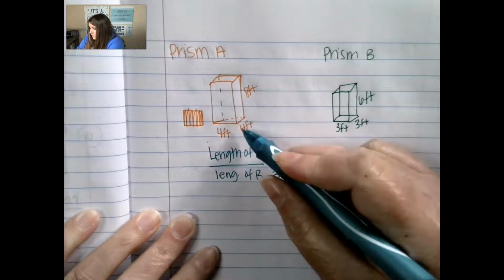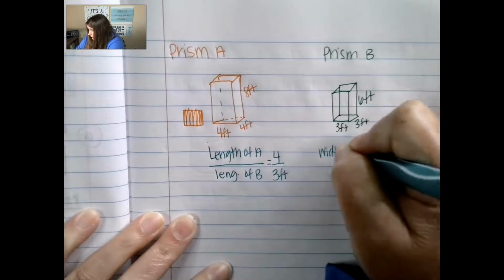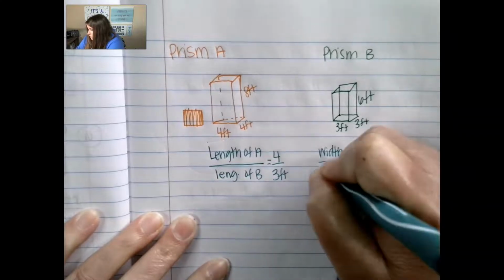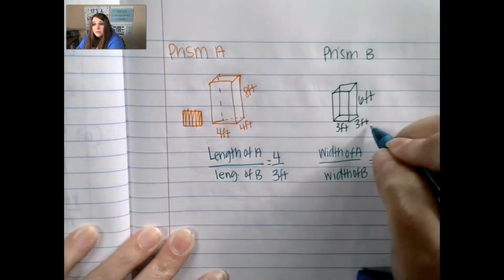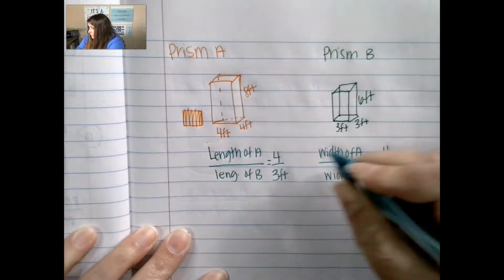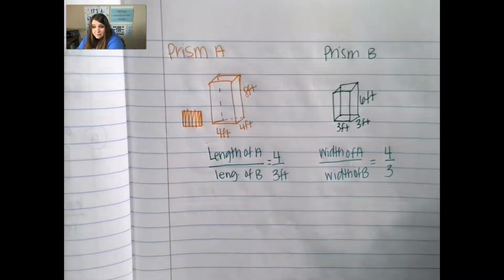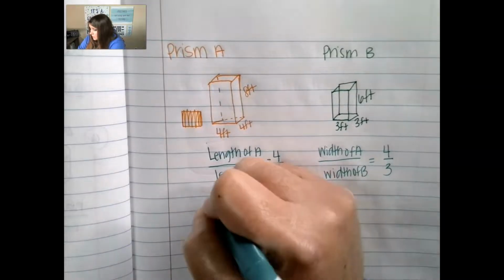Our next one is 3 and 4 again. So we have a width of A, which is 4, over the width of B, which is 3. So we have 4 over 3 and 4 over 3. Both of those are already similar, right? They are very similar in that they have the same fraction. So we're just multiplying by 1 there. So let's check now. Let's check the height.